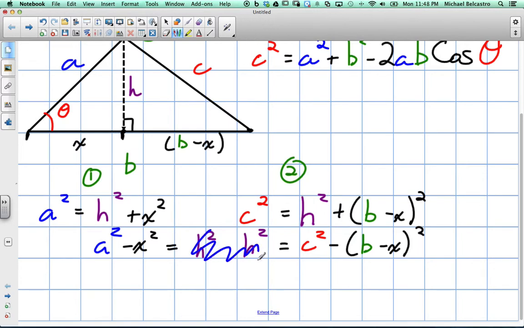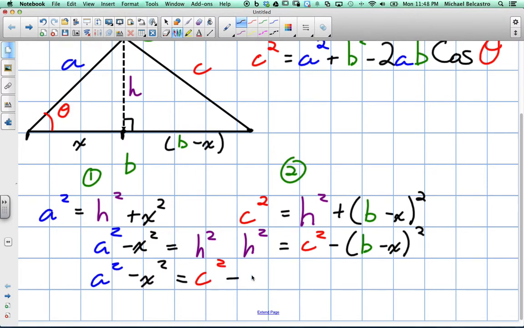And so because they're equal to each other, we can combine these two formulas. They are now set equal. So let's write that out. That'll give us a squared minus x squared is equal to c squared minus our b minus x squared, and b should be green here.